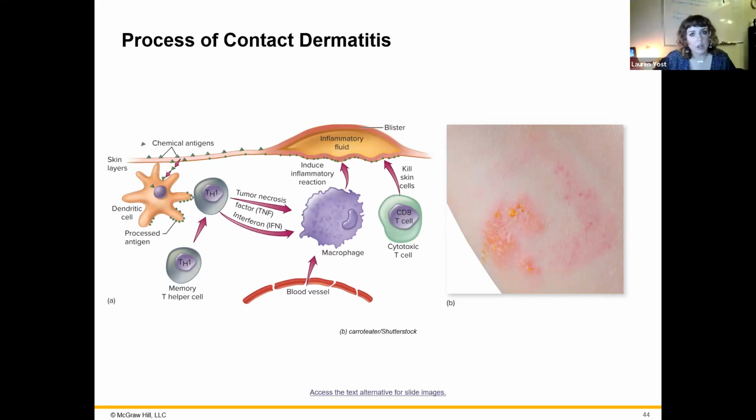My ex-husband was not allergic to poison ivy at all, which was not good because he'd bring it in.